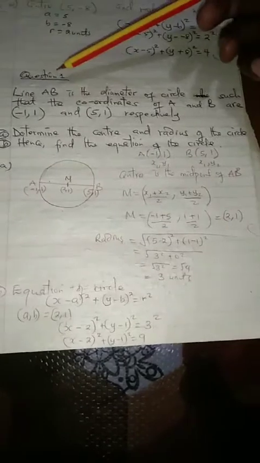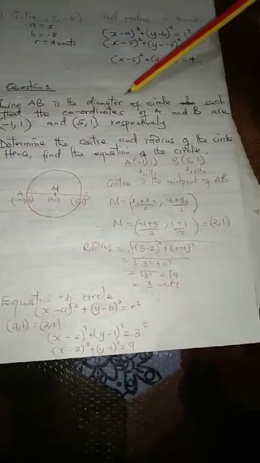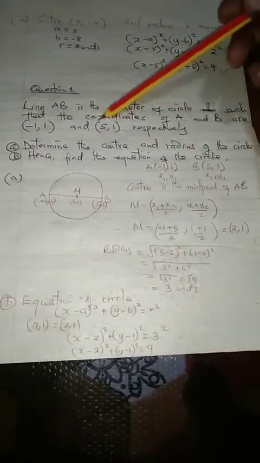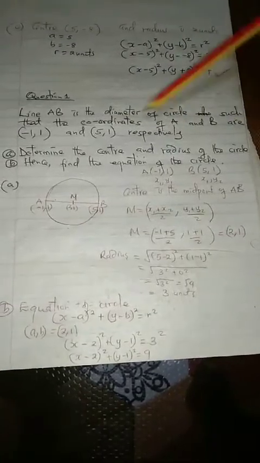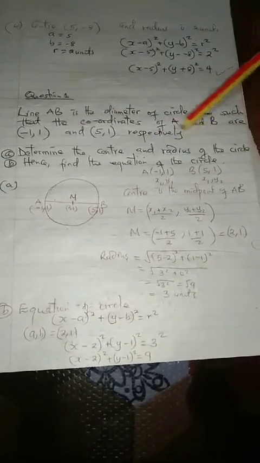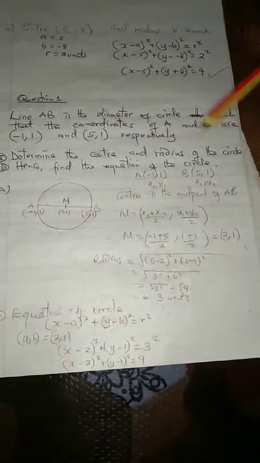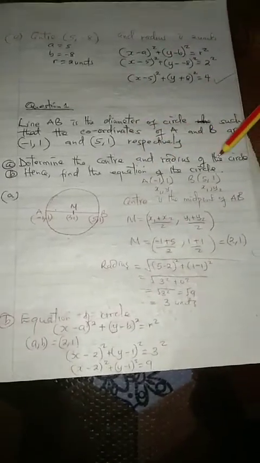Now in exam, sometimes they normally frame questions in a very easy way. They say line AB is the diameter of a circle such that the coordinates of A and B are that and this respectively. Determine the center and the radius of the circle, hence find the equation of the circle.